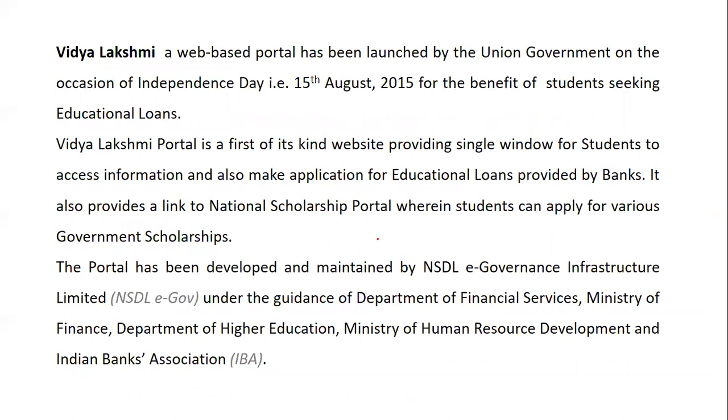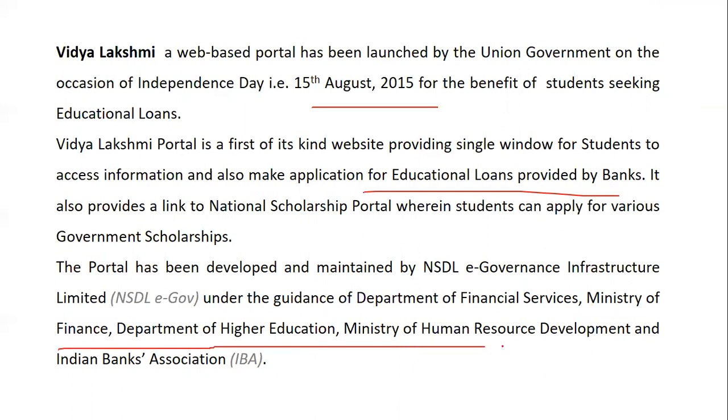Vidya Lakshmi basically is a portal by the Government of India, which was started on 15th August 2015. This portal is a single window which helps students get all the information with respect to educational loans, and where students can apply for government scholarships or the national scholarships. It has brought a governance infrastructure with the help of the finance department, education department, and the Ministry of Human Resource Development.